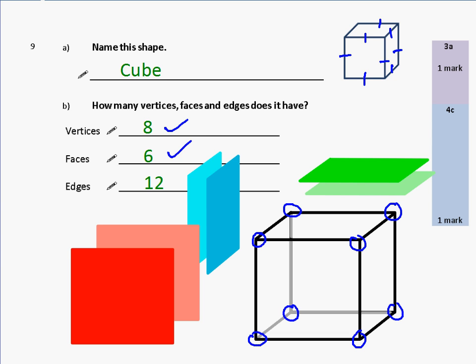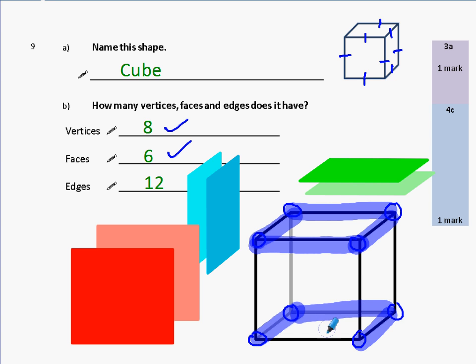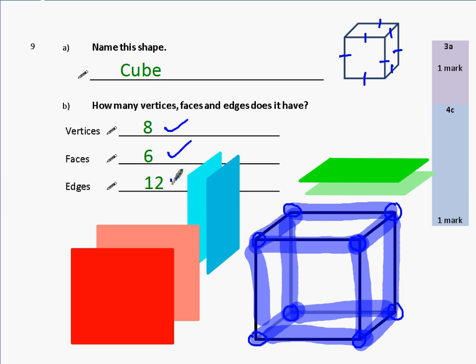And how many edges? The edges are the bits that connect 2 faces together. So there's 1, 2, 3, 4, 1, 2, 3, 4, and 1, 2, 3, 4. So altogether, that's 12.